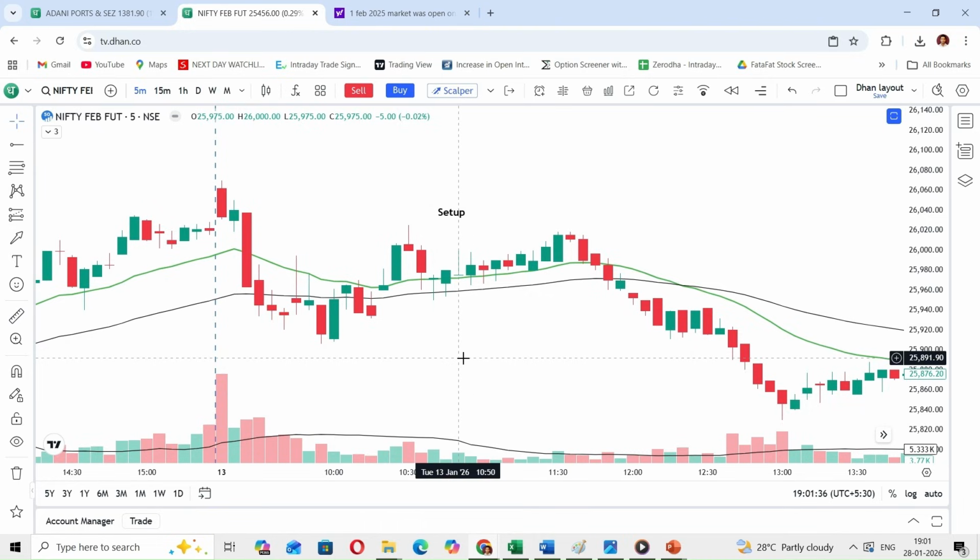Here there is a setup formed. The mother candle is a green candle and the second one is a red candle, and the EMA is also trending upwards. So I will take a trade here at the high of this particular mother candle.